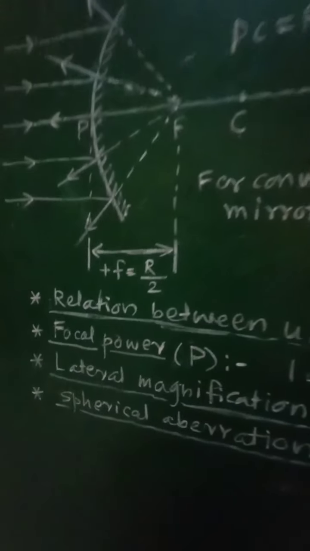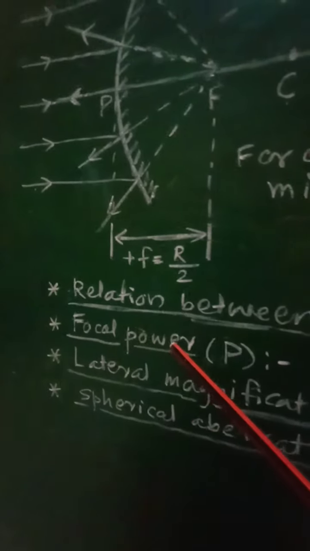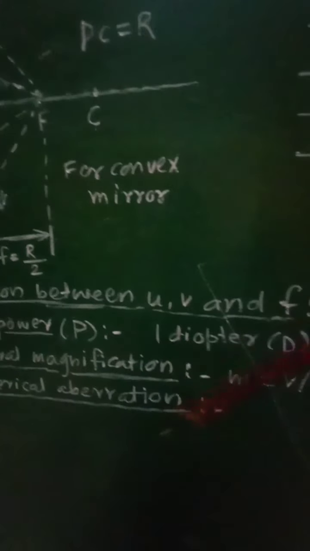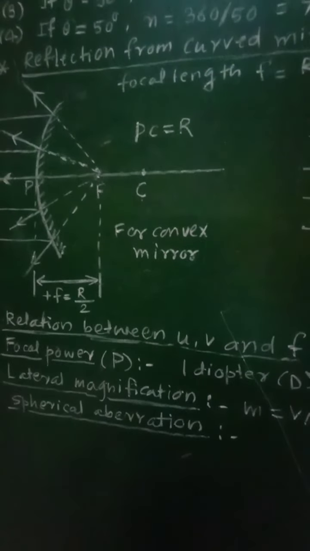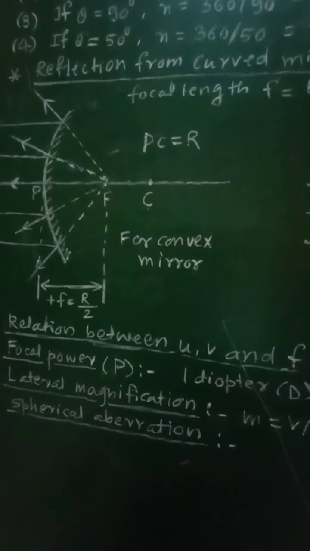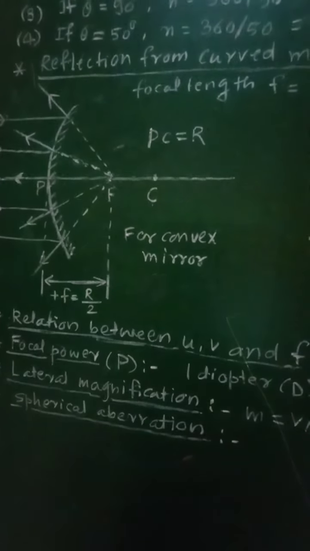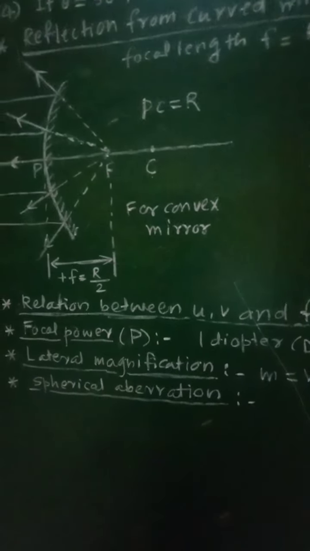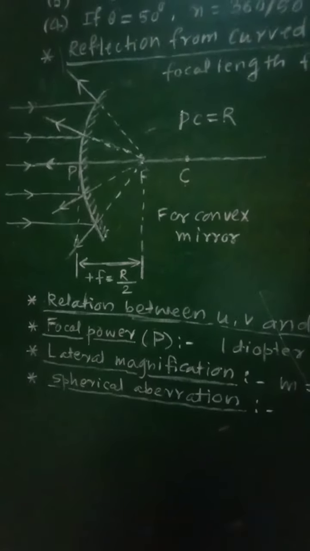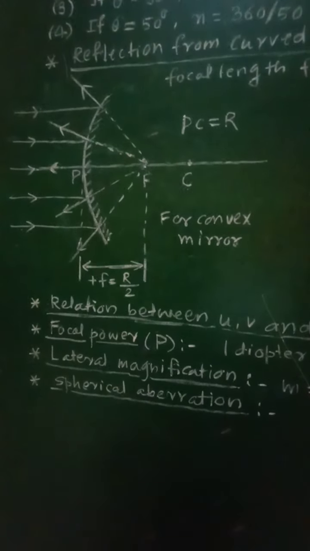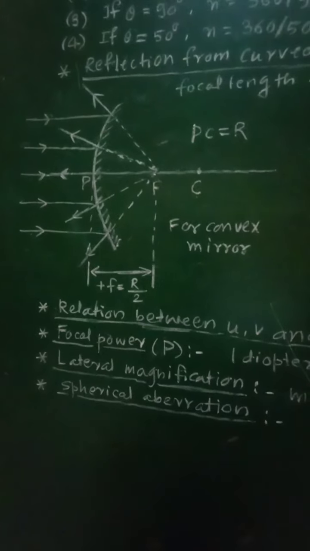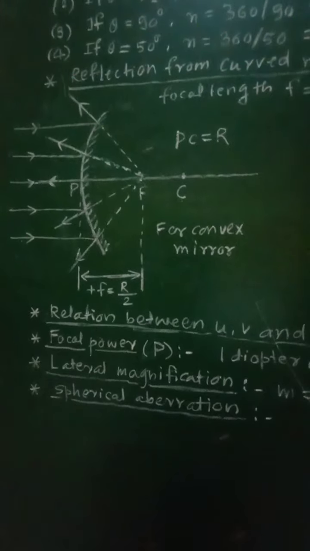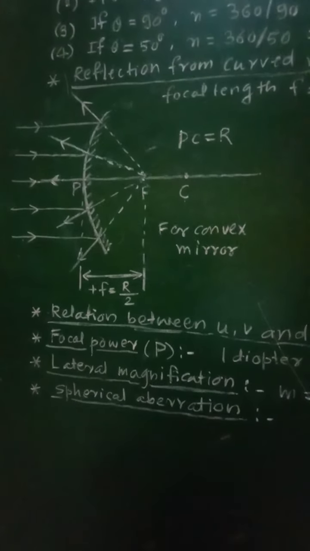Now what is focal power of any lens? Focal power is denoted by P. Focal power is nothing but the ability of a lens or a mirror to converge or diverge the rays of light. That is called focal power. It is measured as P = 1/f, that is the reciprocal of the focal length.